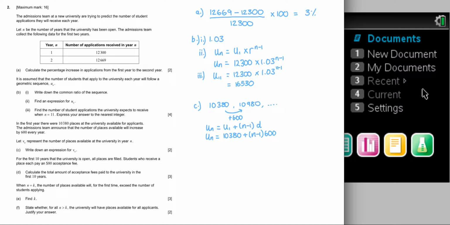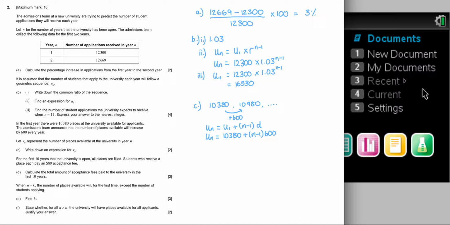And then for the first 10 years, all places are filled, and students who receive a place pay $80 acceptance fee. Calculate the total amount of fees paid to the university. So for this one, we're finding the sum of the arithmetic sequence. We want to find out how many people actually attended over those 10 years. So we're adding together how many attended the first year, how many attended the second year, the third year, the fourth year, and so on.